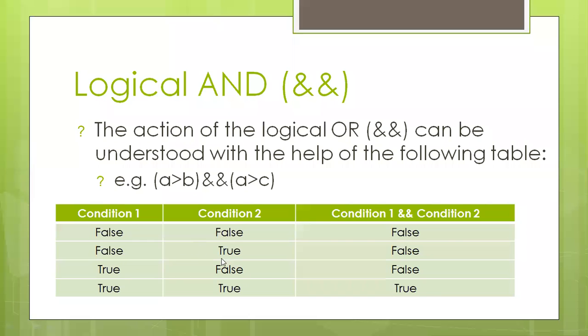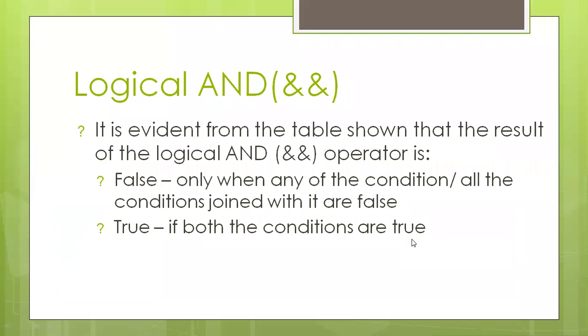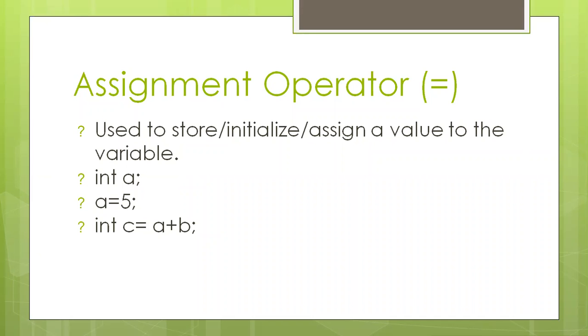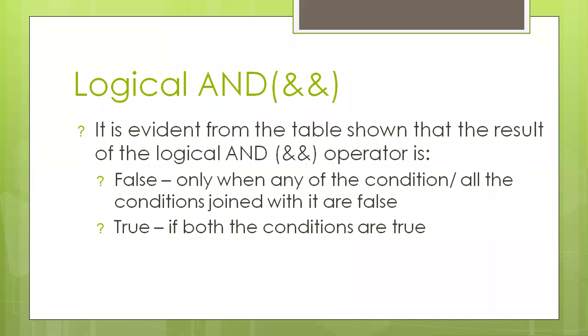If any one of the conditions is false, see here condition 1 is false and here condition 2 is false, so again it returns false only. Means when the AND operator is returning true, when both the conditions are true, then only the AND operator will return you true. This is the basic difference between AND and OR. OR will return you true if any one of the conditions is true, and AND will return you true if both the conditions are true.